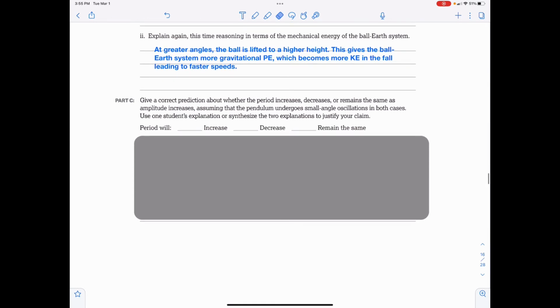Part C. Give one correct prediction about whether the period increases, decreases, or remains the same as amplitude increases, assuming the pendulum undergoes small angle oscillation. So the period of a mass spring oscillator is 2 pi times the square root of m over k. Nowhere in here is there a variable for amplitude, so making a bigger amplitude is not going to change the period of oscillation, so it is going to remain the same.